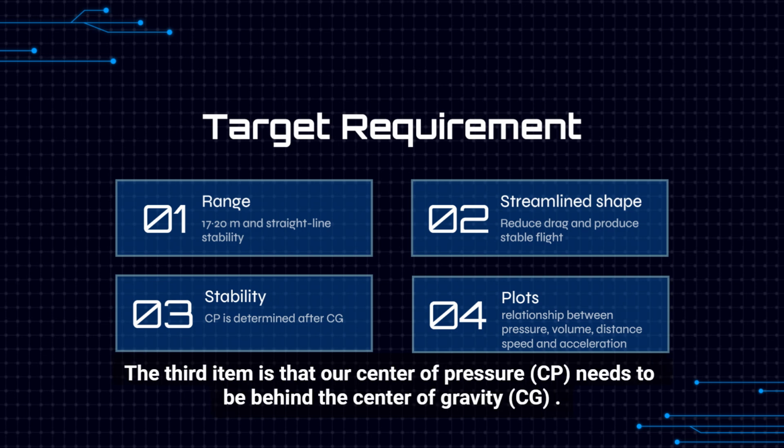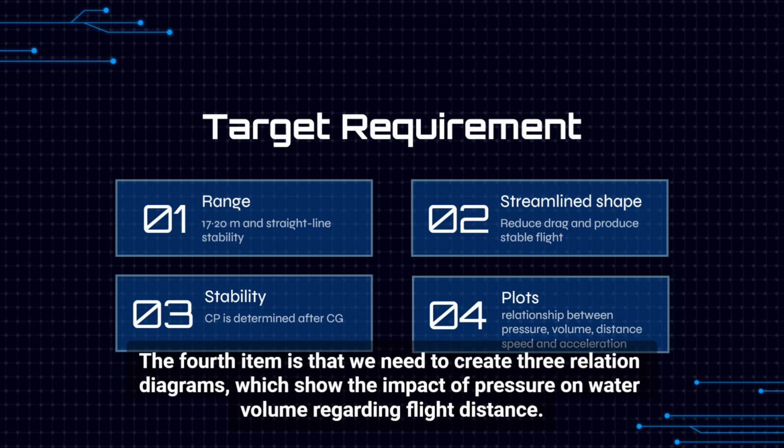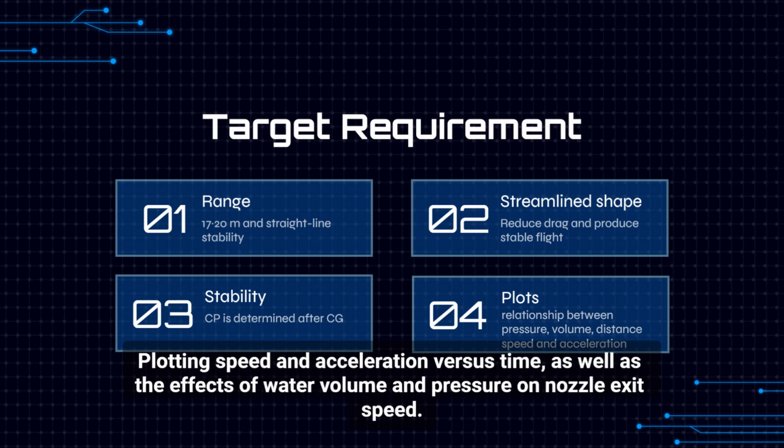The third item is that our center of pressure, CP, needs to be behind the center of gravity, CG. The fourth item is that we need to create 3 relation diagrams, which show the impact of pressure on water volume regarding flight distance, plotting speed and acceleration versus time, as well as the effects of water volume and pressure on nozzle exit speed.